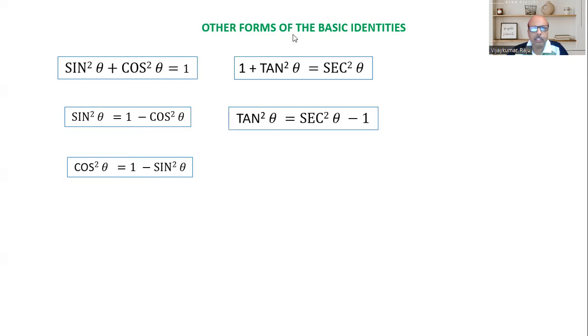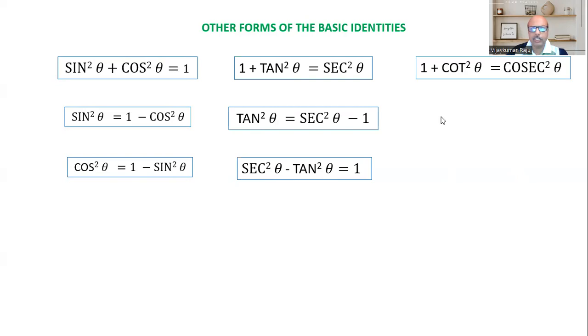Take 1 this side, so it becomes tan square theta is equal to sec square theta minus 1. Or let us take tan square theta this side. It becomes sec square theta minus tan square theta is 1. Or when you take this side, here only 1 is left. So it is sec square theta minus tan square theta is 1.